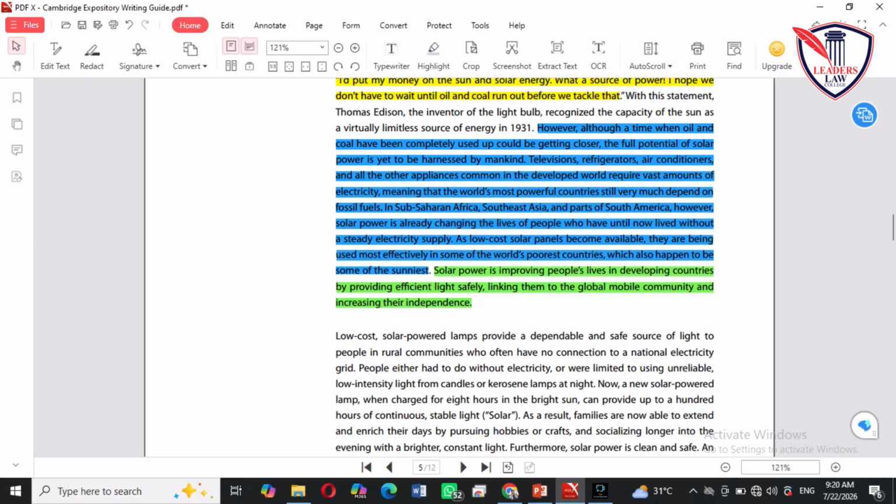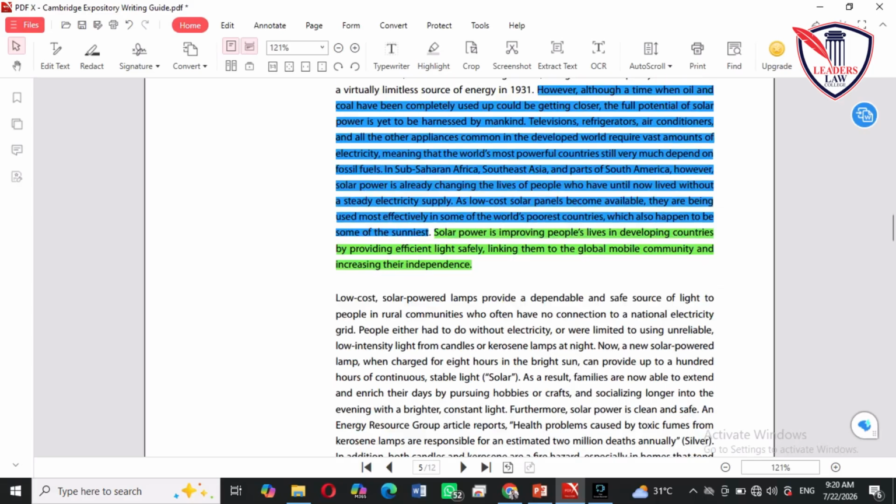So the writer says, "Solar panels are improving people's lives in developing countries by providing efficient light safely, linking them to the global mobile community, and increasing their independence." So we have 3 points here: by providing efficient light safely, one; linking them to the global mobile community, two; and increasing their independence, three. So we have 3 points here.